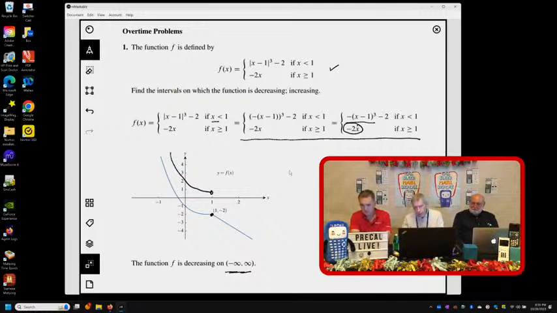As I move left to right, are the values getting smaller? And indeed they are. So I believe that's true. This function is indeed decreasing over all the reals.